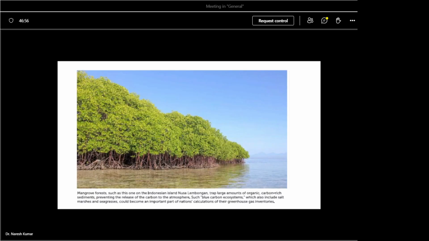This is an example of a mangrove forest. You see this, these are the roots which crop up. Now, see how dense and how high it can get.